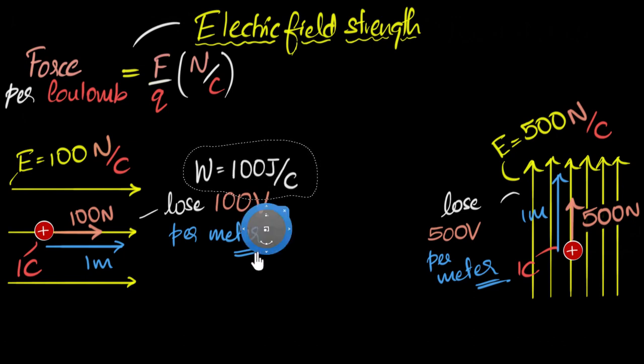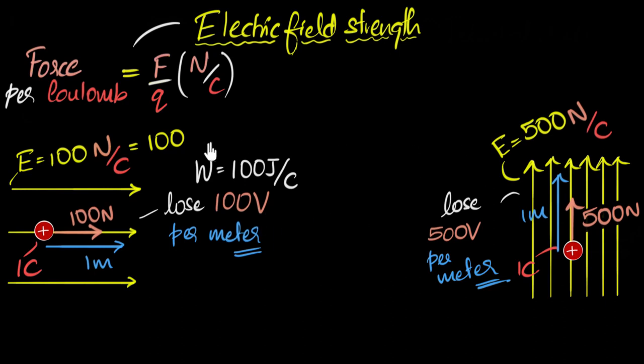Okay, let me move this over here. All right, so now we can also say that this electric field equals 100. Instead of calling it newtons per coulomb, I can also say 100 volt per meter. And what does it mean when I say electric field is 100 volt per meter? It's saying that in this field, for every meter you go forward, you lose 100 volts.